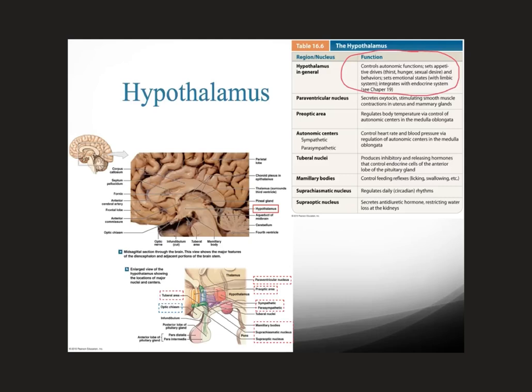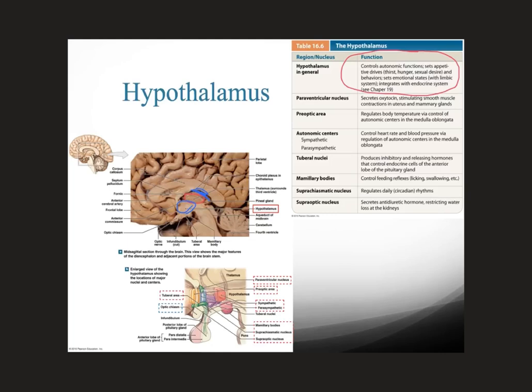There are a few structures that I want you to know. Basically, the hypothalamus is going to form the floor of the third ventricle. So here's your thalamus right over here. On top of the thalamus, you're going to have your epithalamus, and therefore your hypothalamus is going to be right over here below the thalamus.